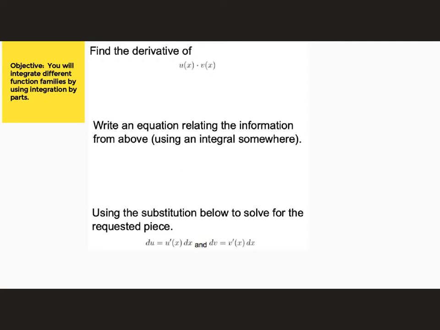Alrighty, my friends, let's see what we got. We're going to integrate different function families by using integration by parts. So let's see what integration by parts is.